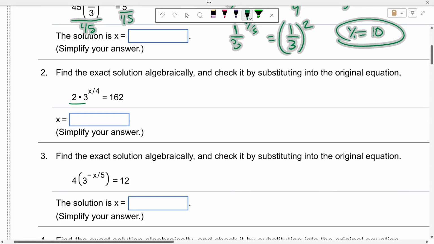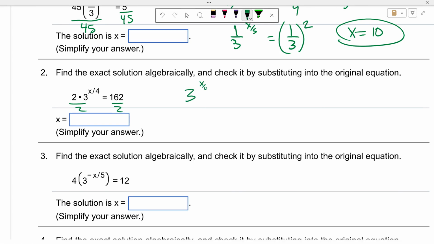Let's do the same thing on the next one. Divide by 2. So 3 to the x over 4 equals 81. What's my base going to be on each side? 81 or 3? 3. So 3 to the x over 4 equals 3 to the what power? 3 to what power equals 81? Well, we know 3 squared is 9. 3 to the third is 27. So 3 to the fourth power is 81.